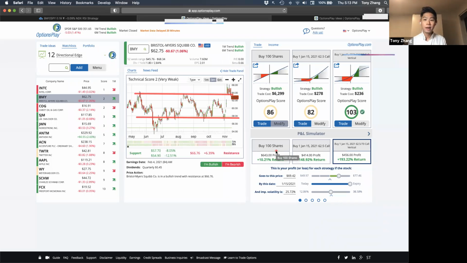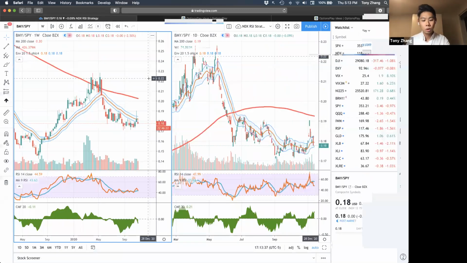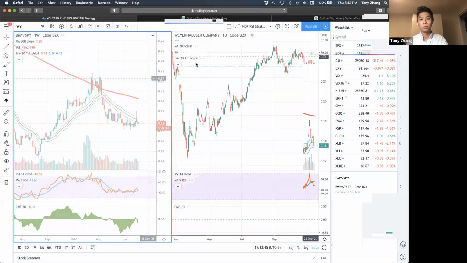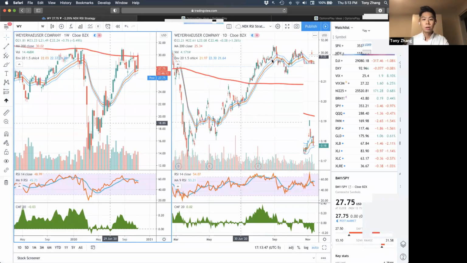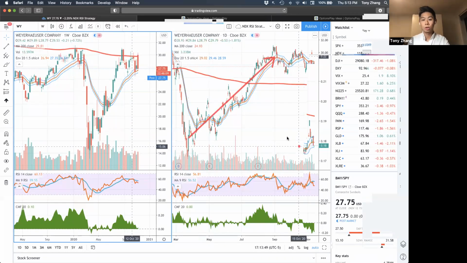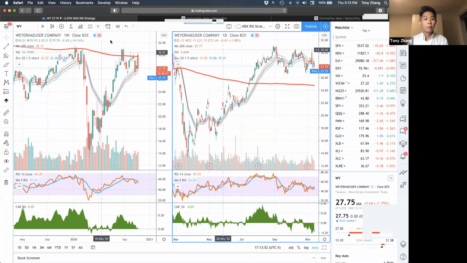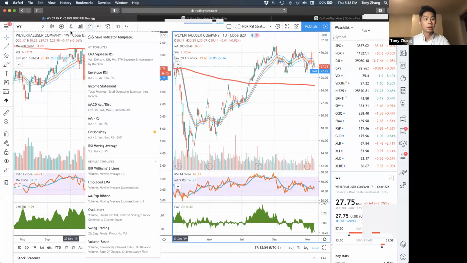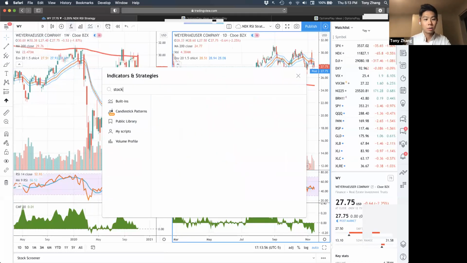I do tend to find that if you're going to use overbought indicators, let's use, what's a good stock to use as an example? Let's use Weyerhaeuser for a second. During this uptrend, which I would consider a strong uptrend, the type of indicator that tends to work best, in my opinion, are things like stochastics.